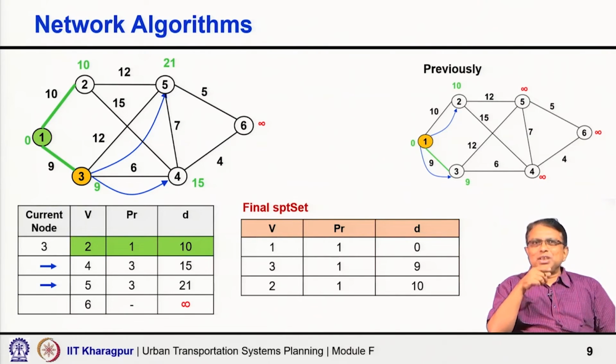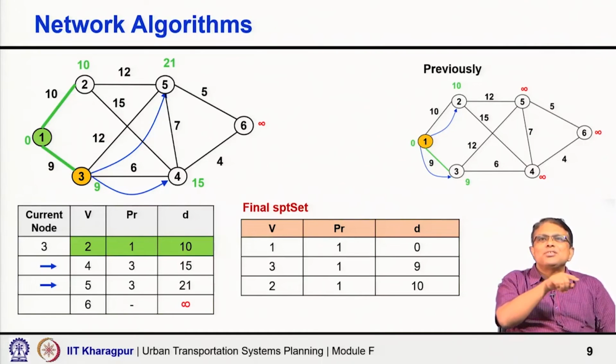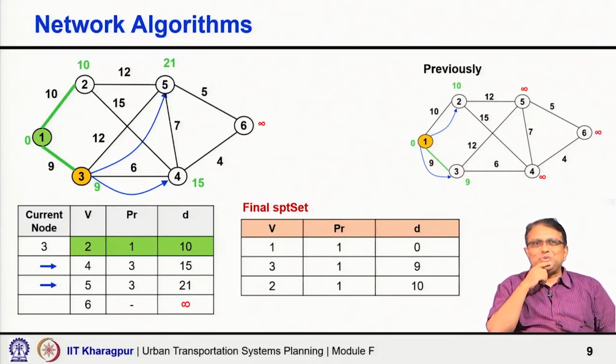So, that means predecessor of 4 is 3, predecessor of 3 is 1. So, you can always trace back. You know the path it is going to follow. So, I have updated the cost for node 4. Similarly, for 5, if I want to go 1 to 3 to 5, then 9 plus 12, 21.